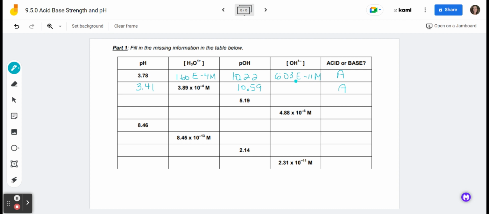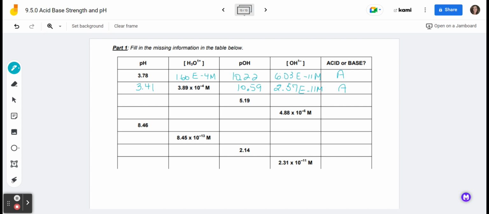And then to figure out the OH minus, second function log negative 10.59. And I get 2.57 E negative 11 molar. These happen to be similar concentrations, these first two rows.